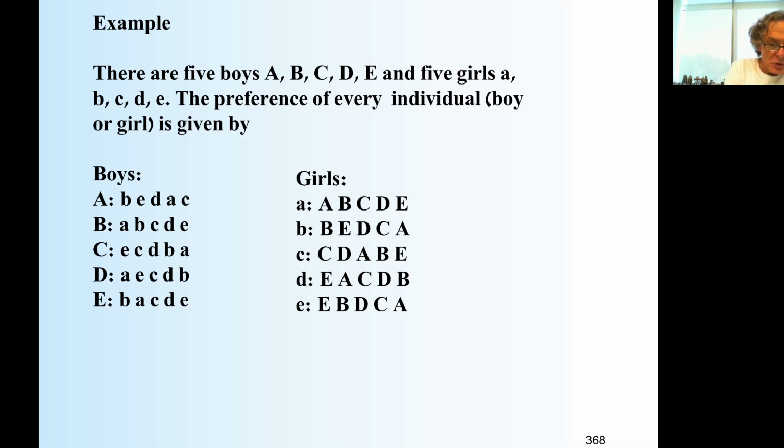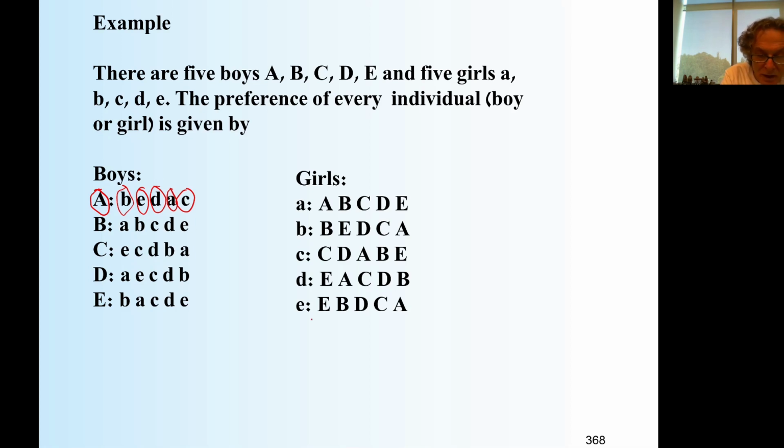So look at the boys. Let's look at boy A. Boy A prefers girl B the most. Second best for him is E. Third best is D. Fourth is A. Last is C. So that is the ranking of A. What is the ranking of B? He prefers girl A first, then B, then C, then D, and the last is E, etc.